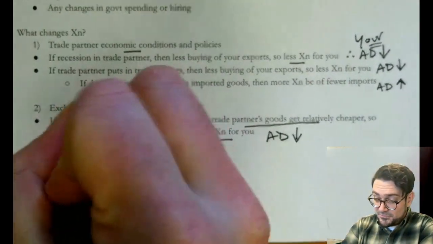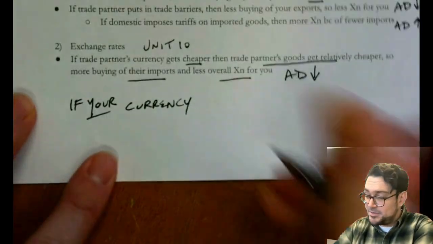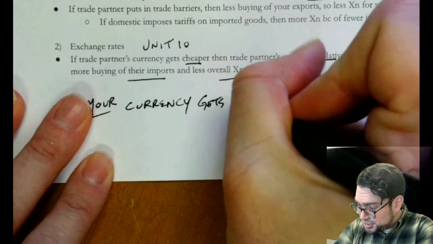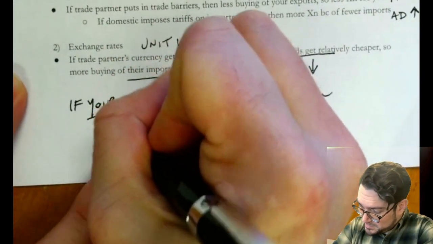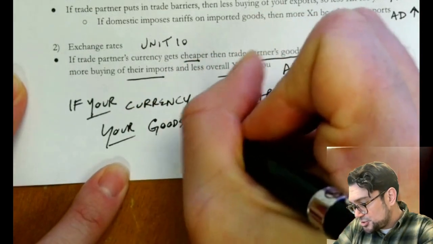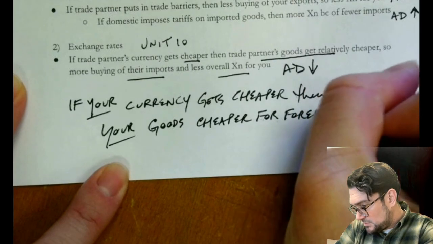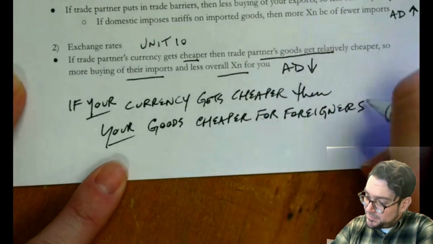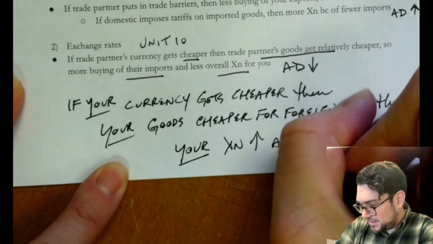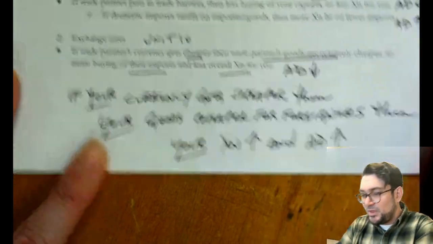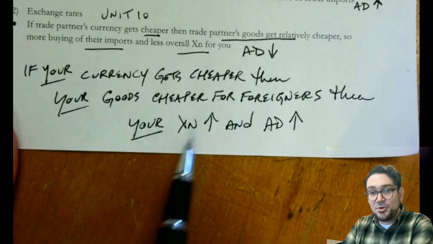So if your currency gets cheaper, the last thing I'll say here is we can write it out, then your goods are cheaper for foreigners. By extension, your XN increases and aggregate demand goes up. So it's a sequence of events here. Your currency gets cheaper, then your goods get cheaper for foreigners, then your XN rises.